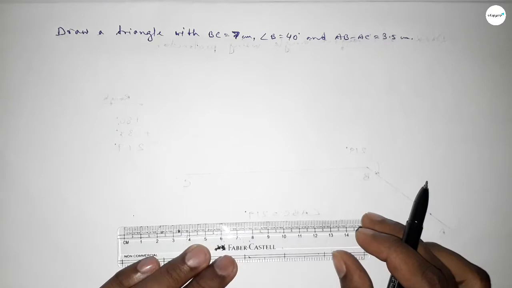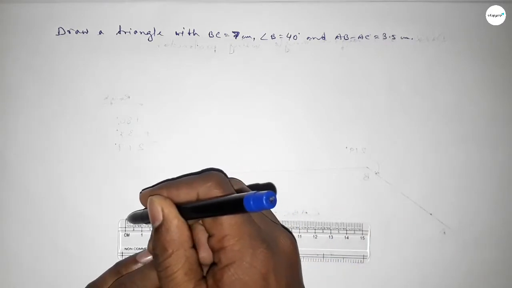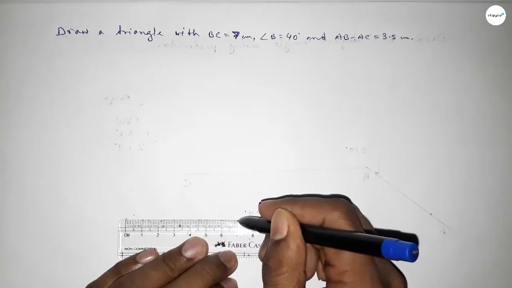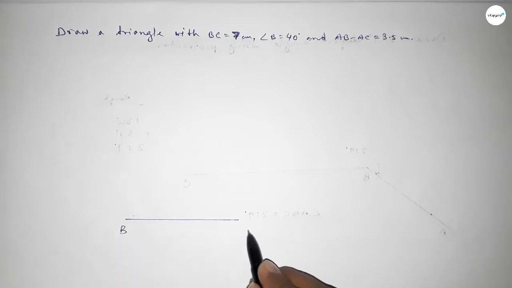First of all, we have to draw a line of length 7 cm. So this is starting 0, 1, 2, 3, 4, 5, 6, 7. Next, taking here point B and here C. Now we have to draw an 80 degree angle at the point B.